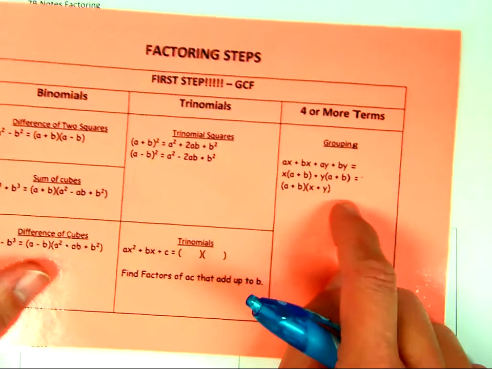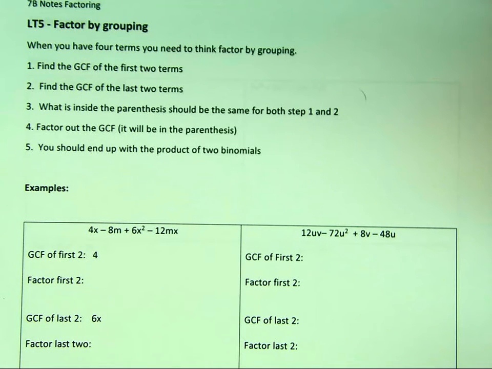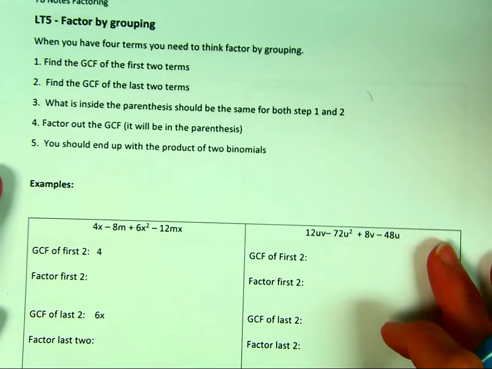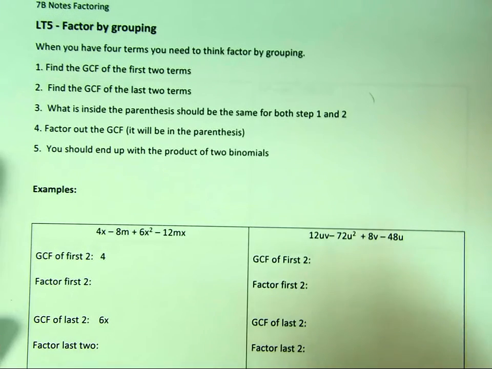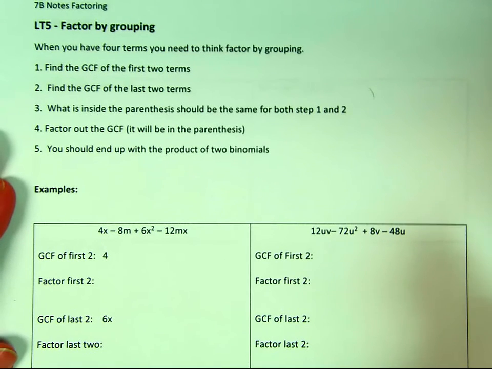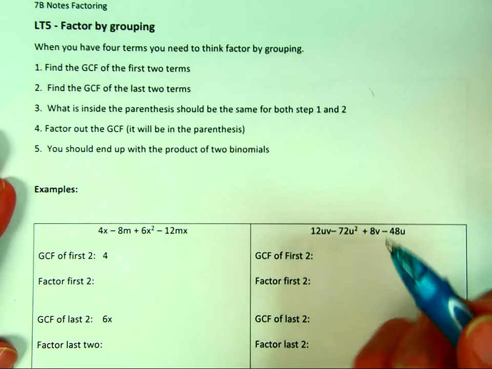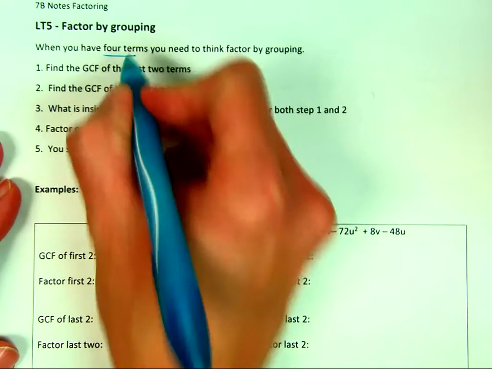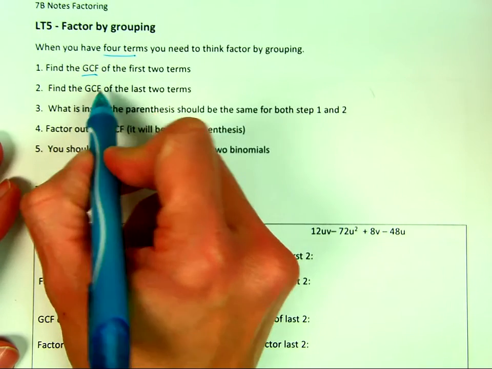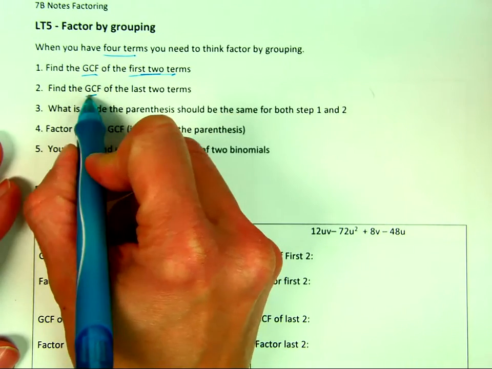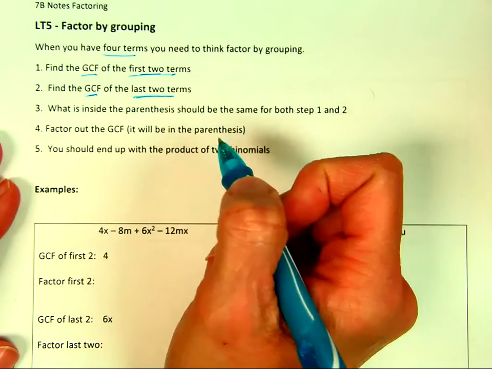Now, some people might have already been doing the grouping method because that's how the book has been showing it online. But if you haven't, then this is how we do it. The first thing we do is recognize that there are 4 terms. Then we take the greatest common factor out of the first 2 only, and then we take the greatest common factor out of the last 2 terms only.